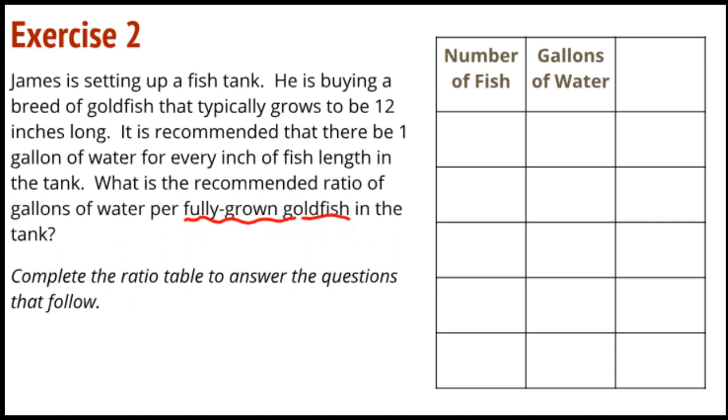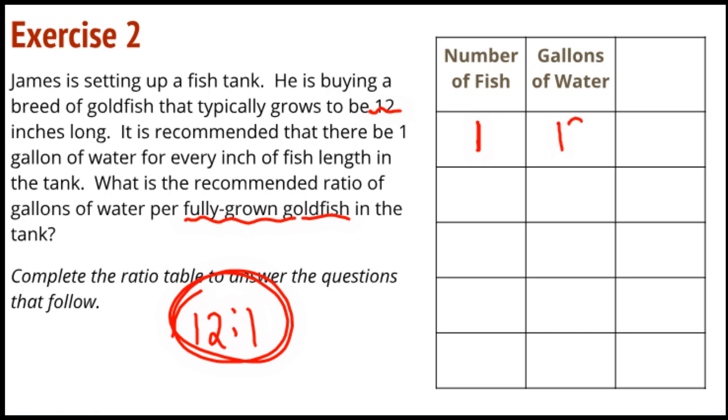So a fully grown goldfish could be 12 inches. And for every one of those inches, I would need a gallon of water. So if I've got a fully grown fish at 12 inches, I need to have a gallon of water for it. So if I've got one adult fish that's 12 inches long, I'm going to need 12 gallons of water. For every inch, I'm going to need a gallon of water. So if I've got one fish, I could have 12 inches, so I need 12 gallons.